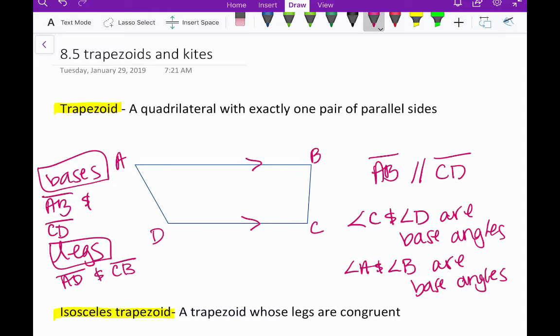Those are the properties of trapezoids and kites. You'll need to know them in order to identify if something is a trapezoid or a kite, and then also to solve problems using trapezoids and kites.